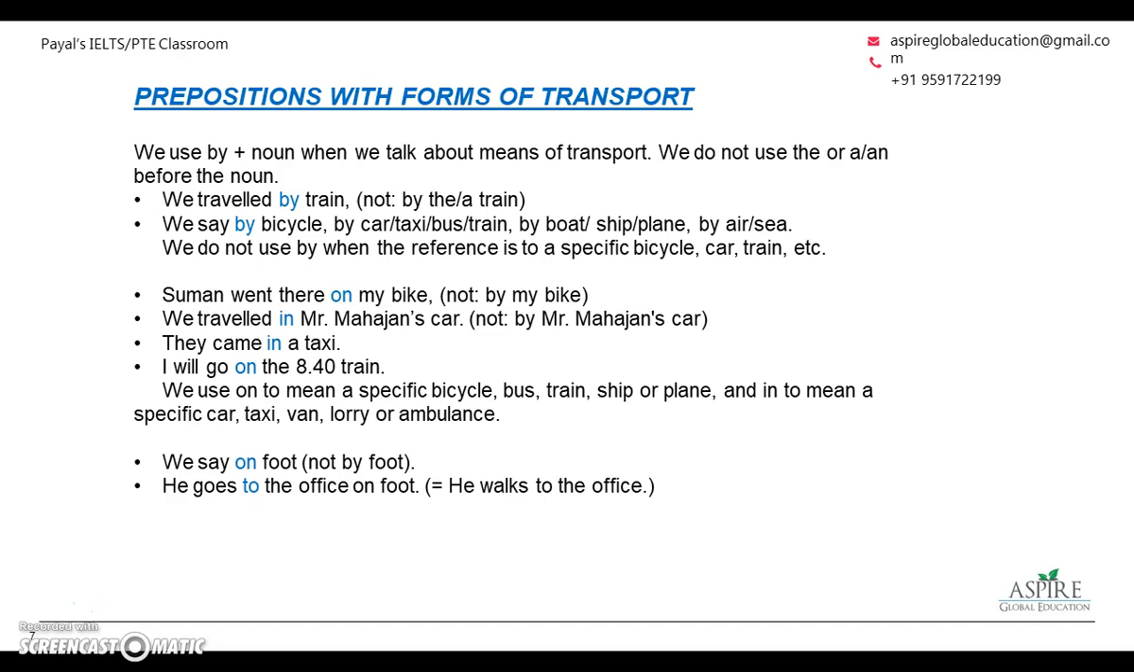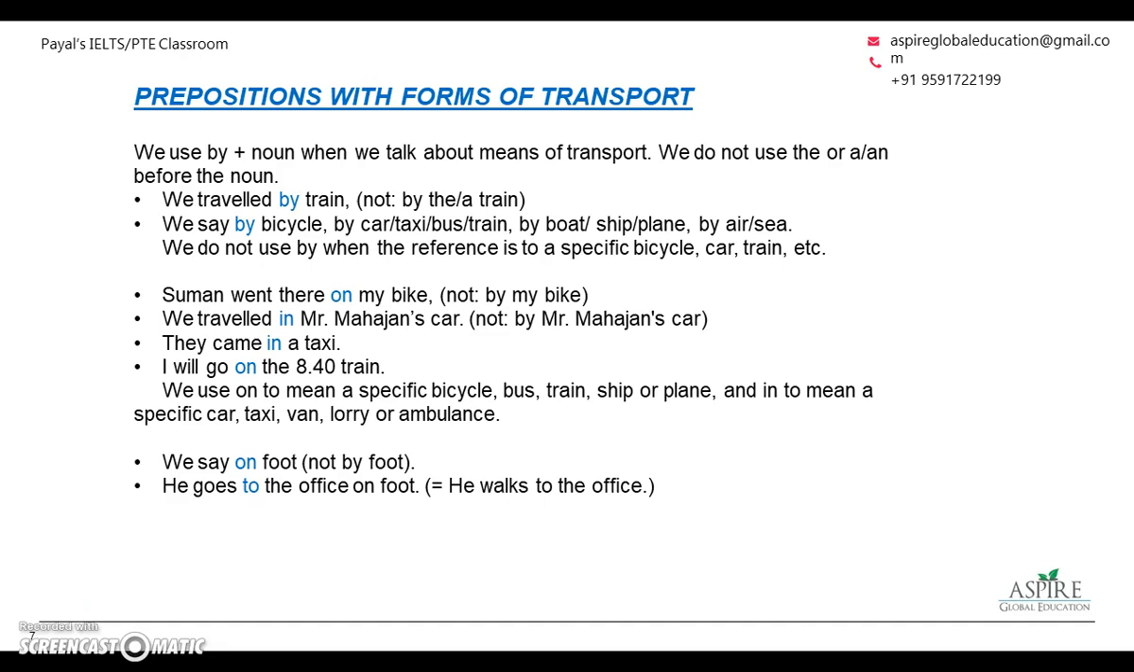Similarly, we traveled in Mr. Mahajan's car. So here the car is specific, Mr. Mahajan's car. Therefore, we say in. But if we say we traveled by car, even that is correct because that car is general, not anyone specific. I will go on the 8:40 train. So this is specific, the train that leaves at 8:40.